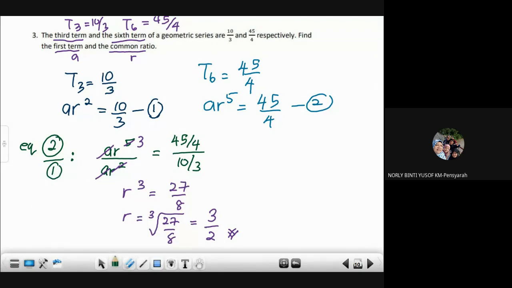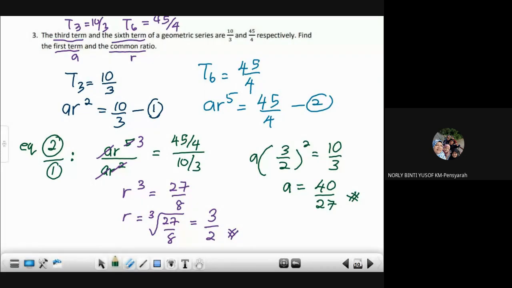Okay, and then kita cari untuk A, samalah sub kat nombor 1 atau nombor 2 mana-mana. So A 3/2 squared equals to 10/3. This one is multiply. Dia akan bawa jadi bahagi. So 10/3 bahagi dengan in bracket 3/2 squared ataupun 10/3 divide by 9/4. Then you obtain 40/27. Okay. So kat situ kita habislah solving untuk Tn dengan Sn.